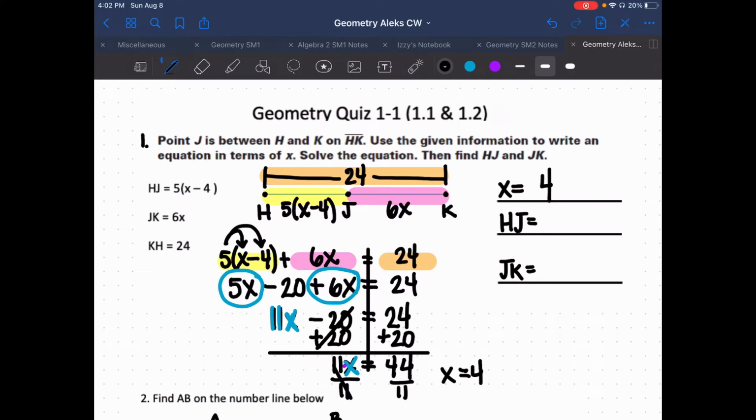And now I just have to go back and I simply have to substitute in. So HJ, I'm substituting in right here. So let me make this a little bit thinner. I'm going to say 5 times 4 minus 4. Well, 4 minus 4 is 0, and 5 times 0 is 0.